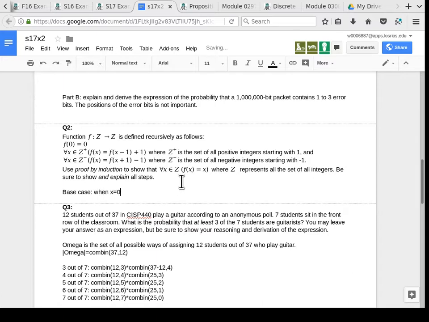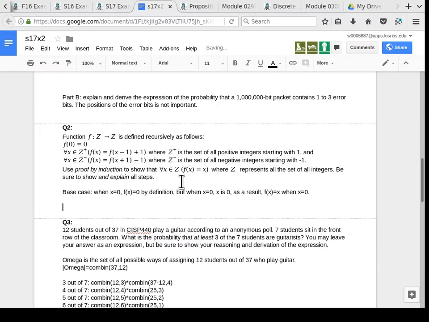When x equals 0, f of x equals 0 by definition. But when x equals 0, x is 0. Okay, I know this sounds like lawyer talk, but that's basically the way it is. And as a result, f of x equals x when x equals 0, and the base case is now proven.